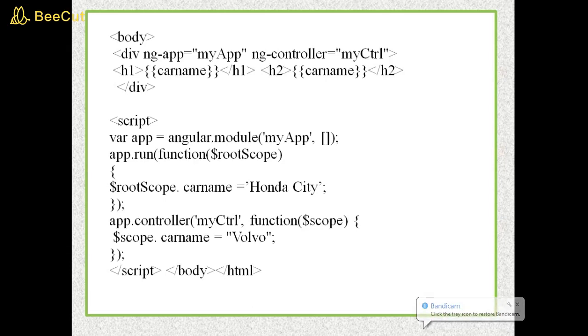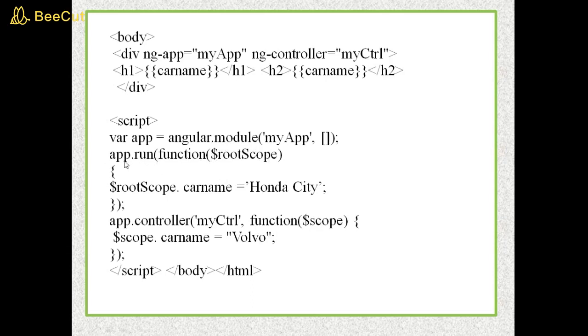Let's see an example. Here I am using two directives. The first is ng-app and the second is ng-controller. See, I am using here the angular.module method and here I use two parameters. This is $rootScope and this is $scope. When I use the $rootScope object, that time I am using the run method.